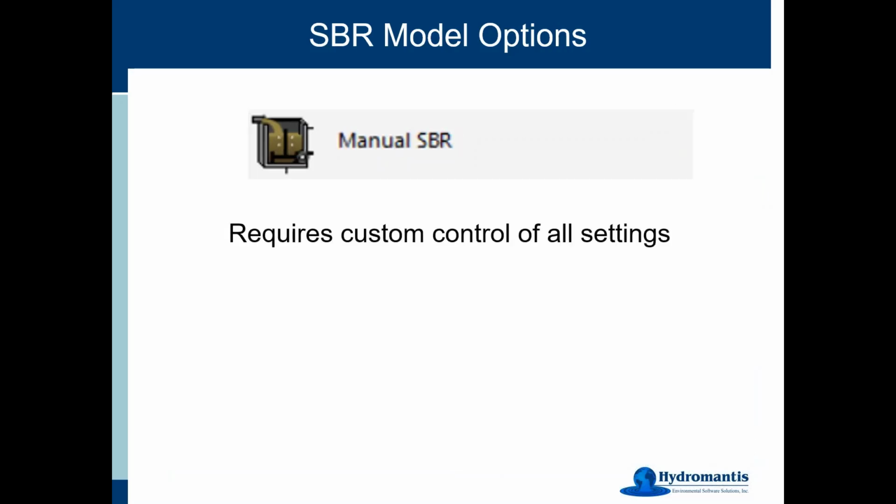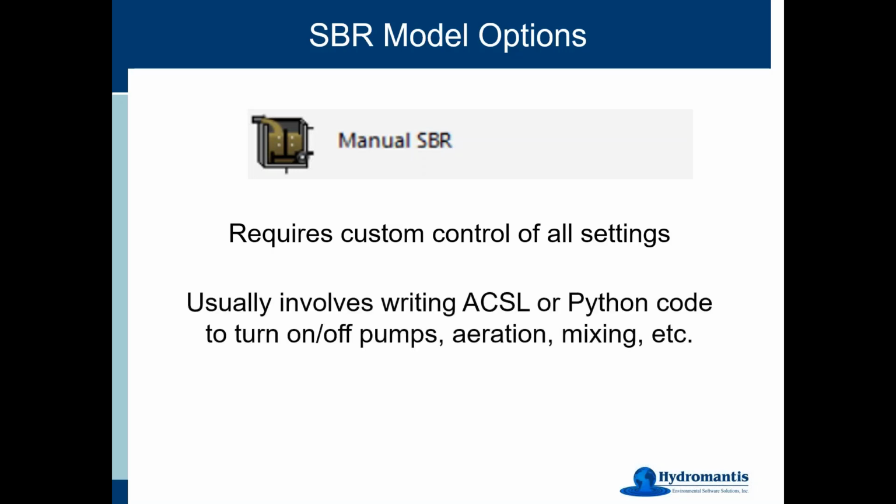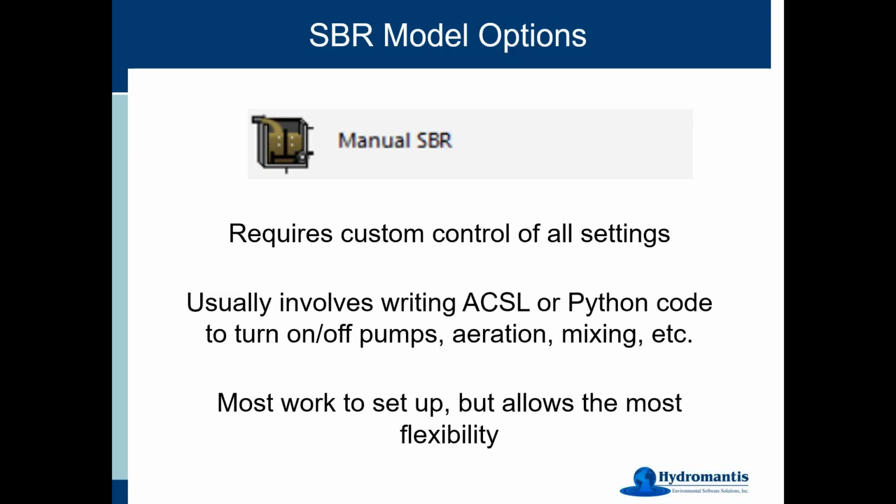And in the manual SBR, now this is what we call manual in the sense that you have to provide all of the control system. It requires custom control of all the settings. So meaning you have to tell it exactly when it's supposed to flip from one phase to the next and when pumps are supposed to come on and off and aeration and whatever it is that you want to do. It usually involves writing some code in either Axle, that is our custom coding, or in Python, and that's our new feature that's available in version 8. And you can control and make it very flexible for whatever you need. It's certainly more work to set it up because, of course, you have to write all the code, but it does allow for the most flexibility.